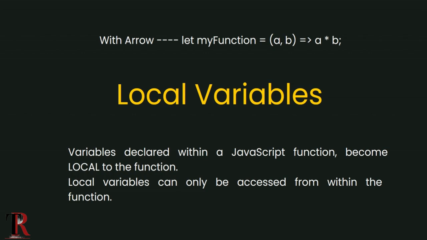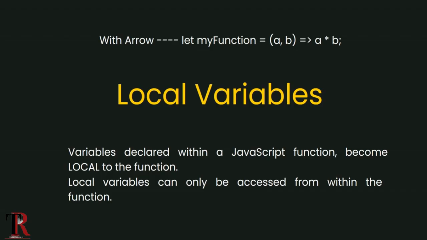With this particular lesson, I want to talk about an aspect of functions that is also important, which is called local variables. Now, variables declared within a JavaScript function become local to the function. A local variable can only be accessed from within the function. So what this basically means is that when you have a function and inside that function you have a variable, that variable is only scoped to that function.